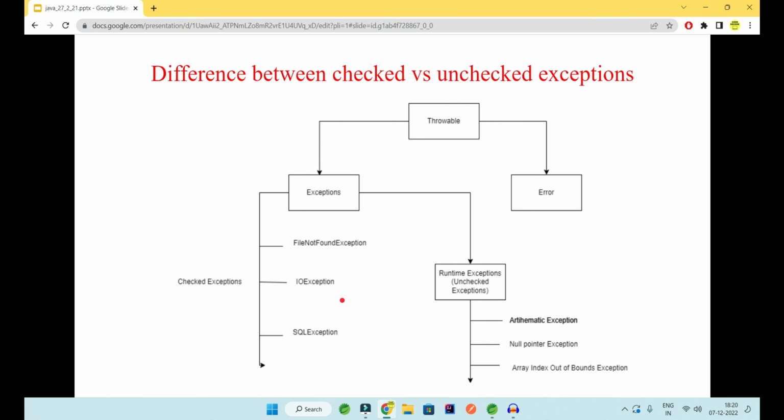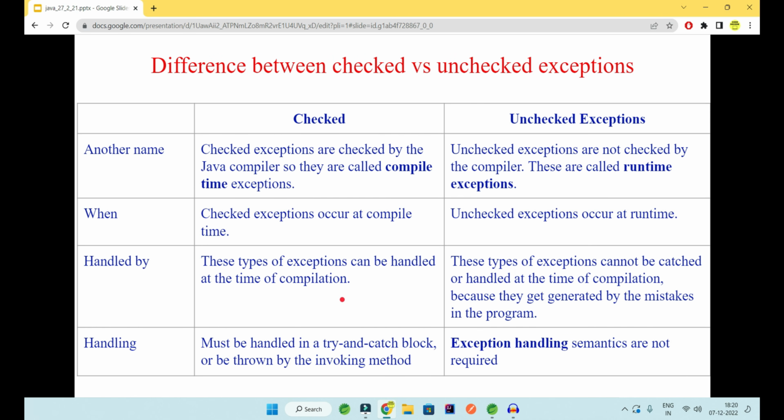So let's go ahead and see the differences first. What is the difference between checked and unchecked exceptions? Checked exceptions are also called compile time exceptions because they are checked by the compiler at compile time, while unchecked exceptions are not checked by the compiler, hence these are called runtime exceptions. When do they occur? The checked exceptions occur at compile time, unchecked exceptions occur at runtime.